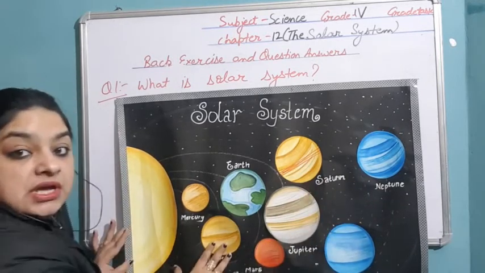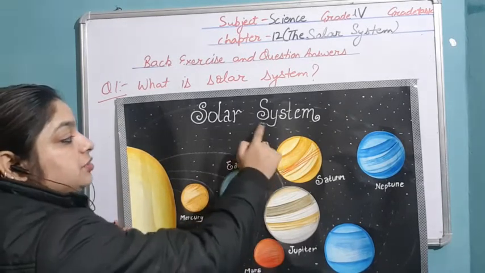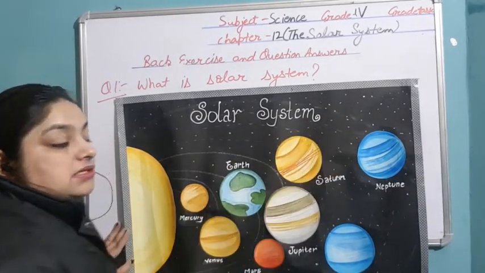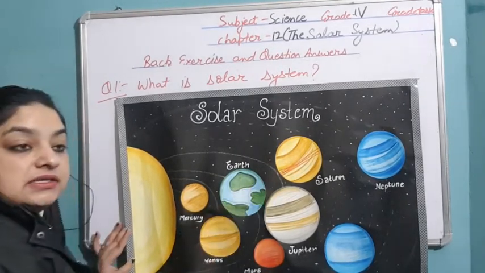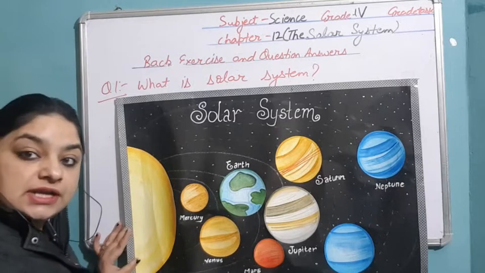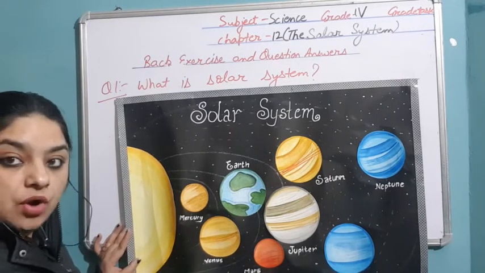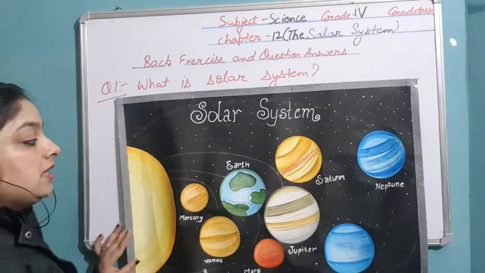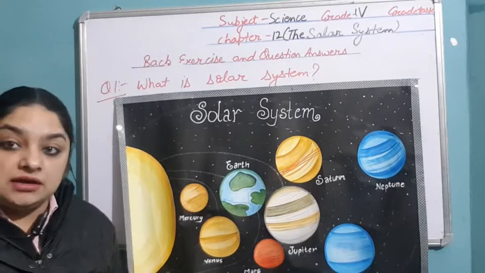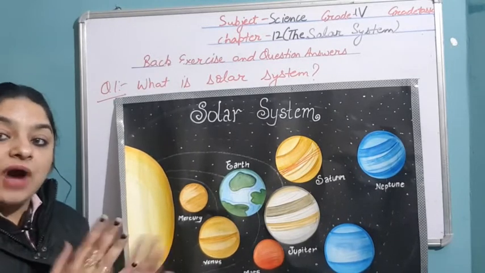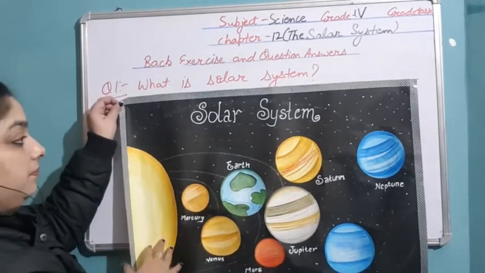and Neptune. These 8 planets revolve around the Sun in their fixed path. That fixed path is known as orbit. Along with that, all these planets have their natural satellites, we call them moons, and different planets have different numbers of moons. Along with that, there are so many other heavenly bodies like meteoroids, asteroids, the dwarf planets, they all together make the solar system.